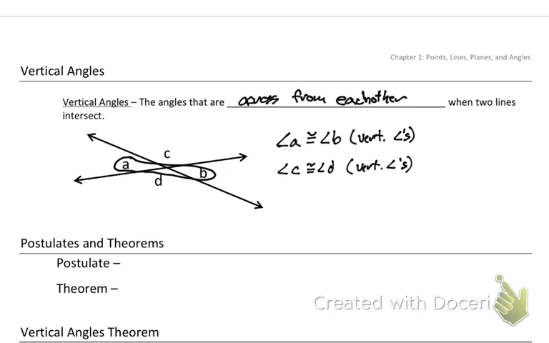So if you're directly across from yourself, another angle, you are a vertical angle and you're congruent. I'm going to make a little box here and put something that's not vertical angles. These are not vertical angles that people often think are.